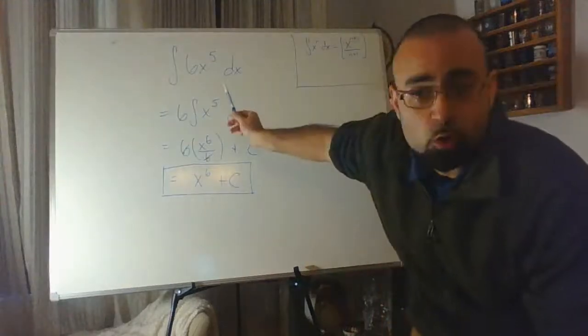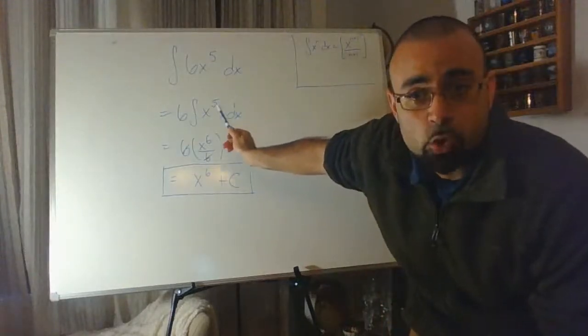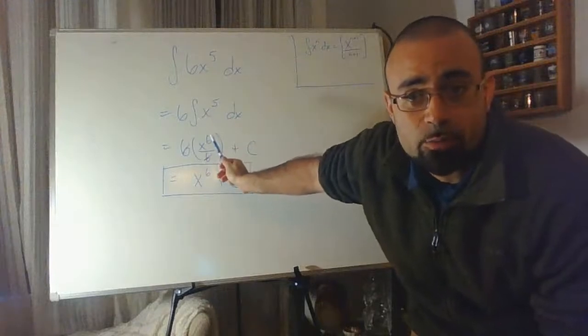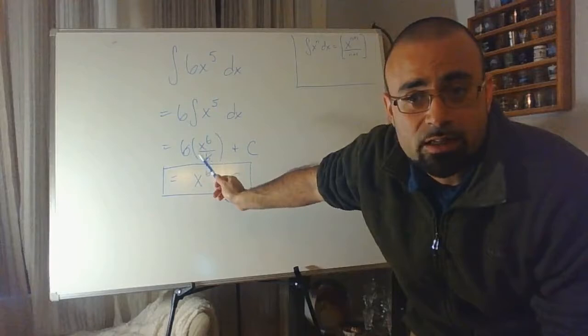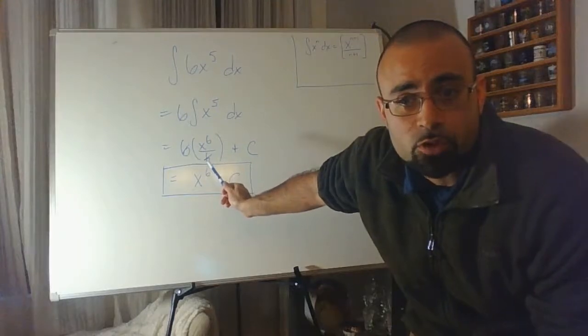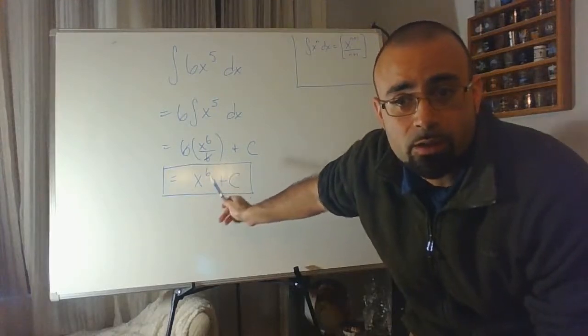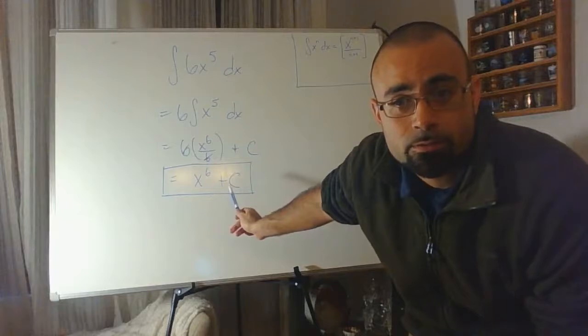Okay, so here we have the integral of 6x to the 5th dx. So we take the integration and do the same thing again, put the 6 in the front, add 1 and divide by that number. So we get 6x to the 6 over 6, which cancels out the 6, plus c. Now we have just x to the 6 plus c.